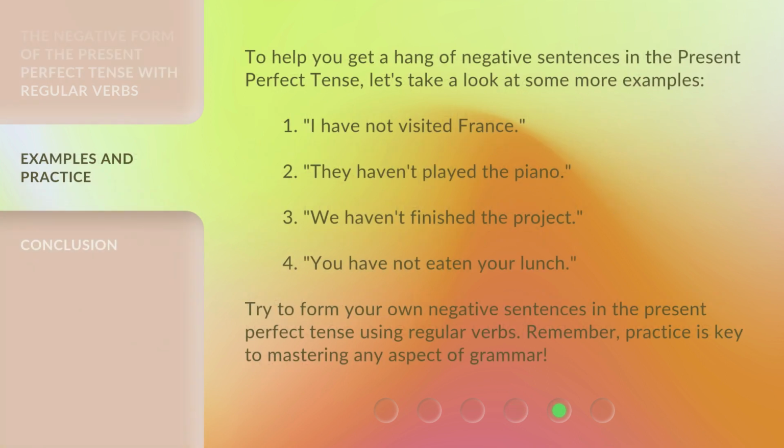To help you get a hang of negative sentences in the present perfect tense, let's take a look at some more examples. 1. I have not visited France. 2. They haven't played the piano. 3. We haven't finished the project. 4. You have not eaten your lunch.